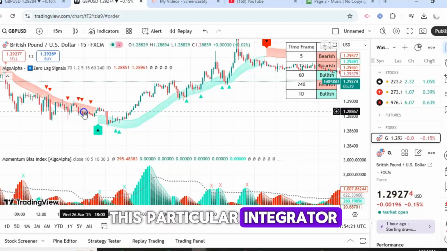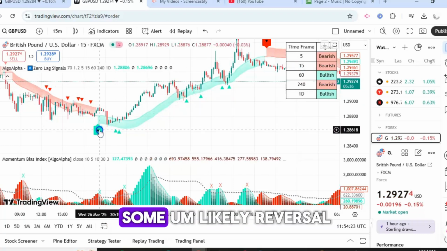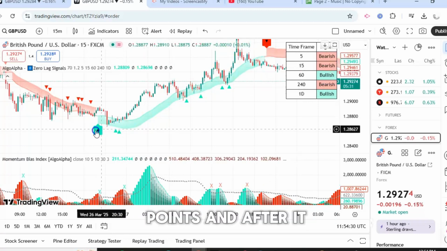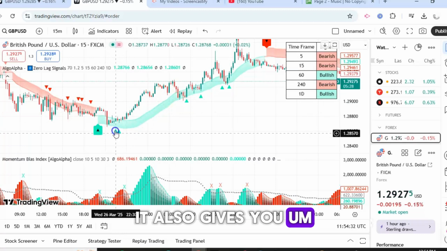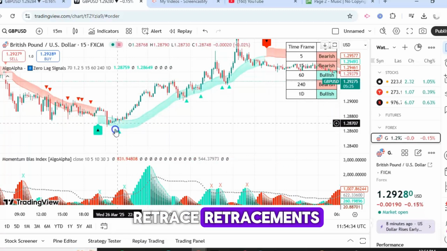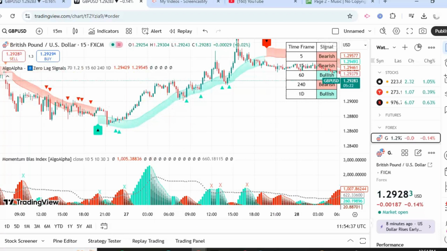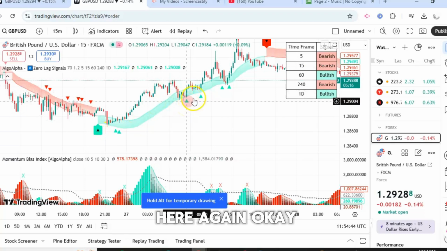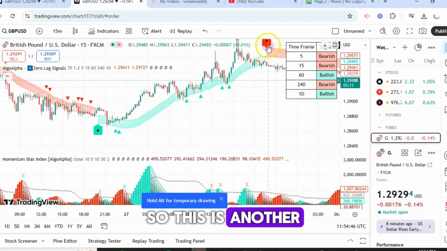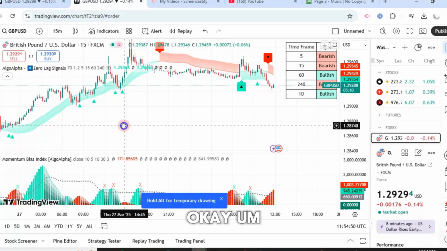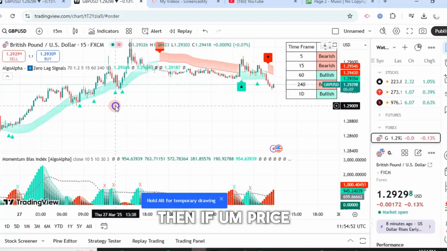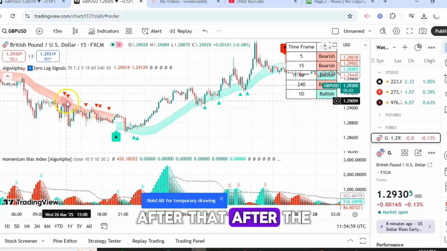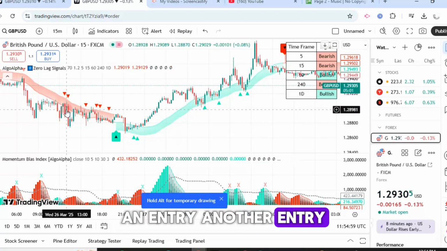This particular indicator gives you some likely reversal points. You see these here. These are likely reversal points, and after it does that, it also gives you points of entry after retracement. You see it retraces, comes here again, and this is another reversal point. Then if price retraces into the blue box or the red box, it will give you another entry.